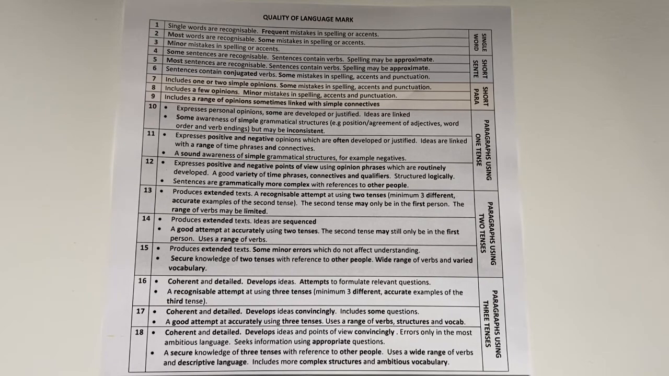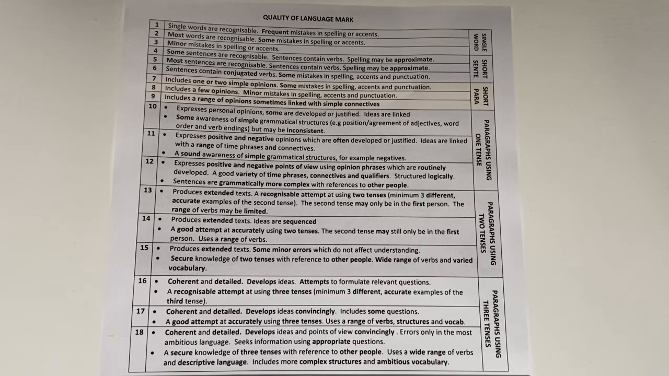Moving into the 10, 11, 12 band, this is where we're really starting to see those ideas being developed. So linking our opinions with reasons, and giving positive and negative points of view. And really more complex is when you can actually start talking about somebody else and saying what somebody else thinks. So that's for year 7.